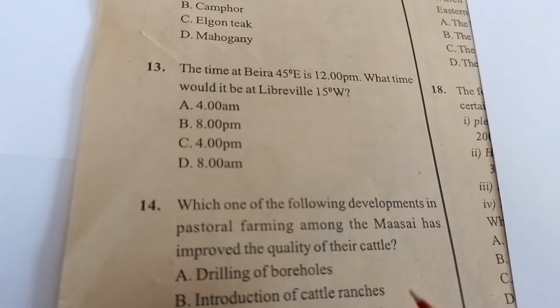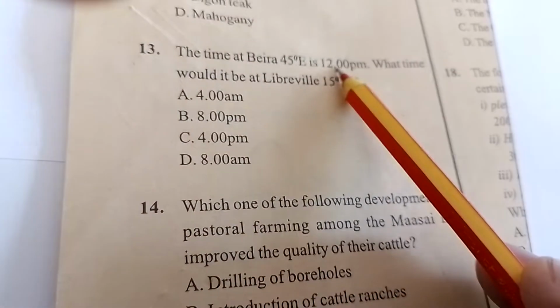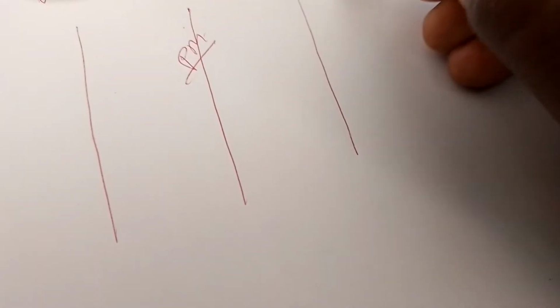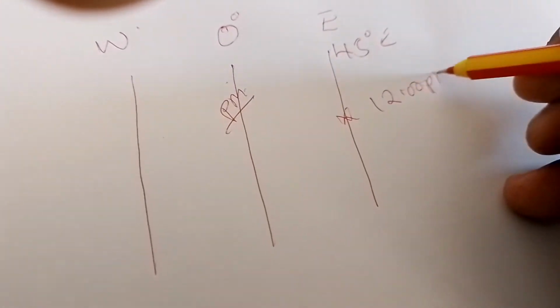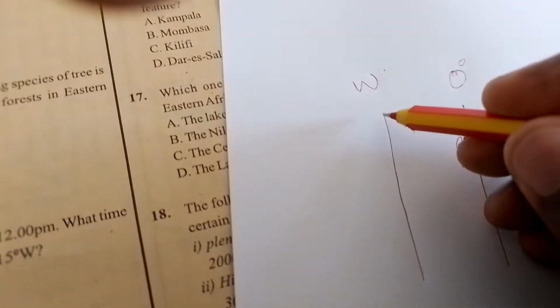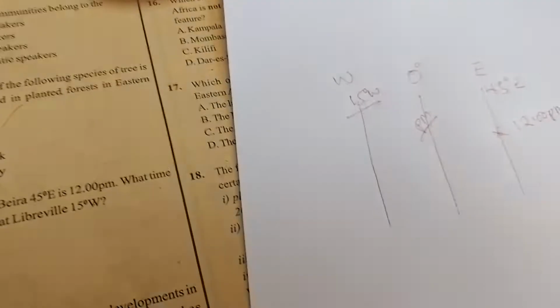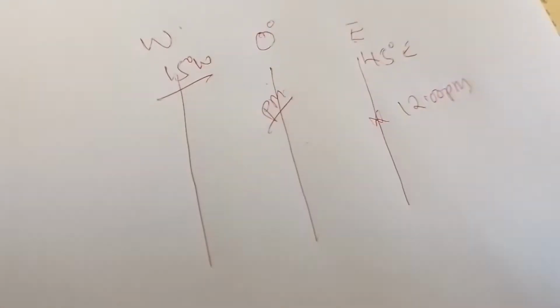Then you can go to the question and read. The time in Beira, 45 degrees east, is 12 p.m., which is 12 noon. So I will assume this is my 45 degrees east, and the time here is 12:00 p.m. What will be the time in Libreville, 15 degrees west? So I also assume that this is my 15 degrees west. I advise learners that this question should not be missed.